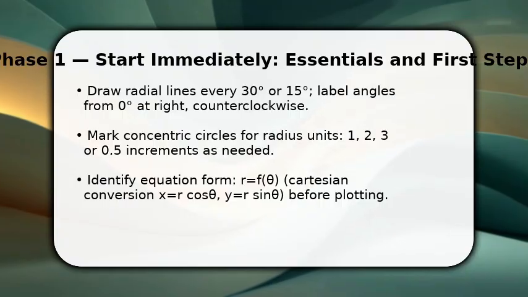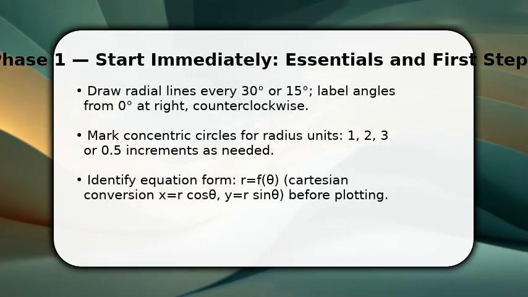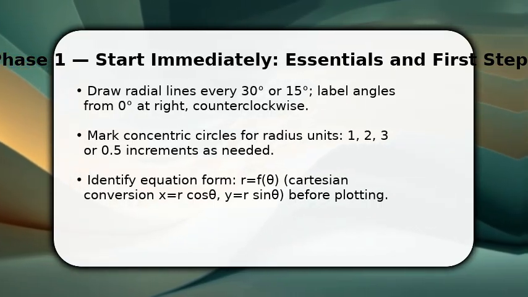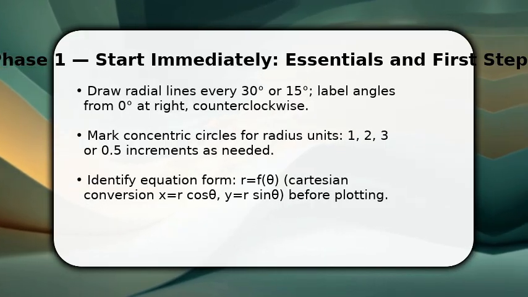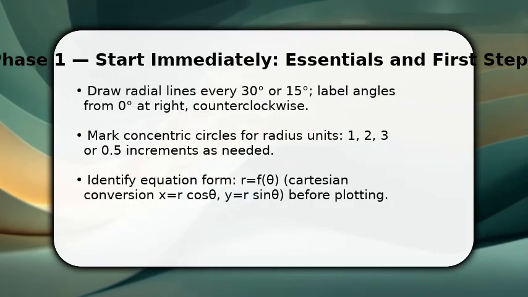Enjoy the video. You begin by preparing the polar plane. Draw radial lines every 30 degrees or 15 degrees and label them. That gives orientation. Next, mark concentric circles at 1 or 0.5-unit steps so radius values read clearly.